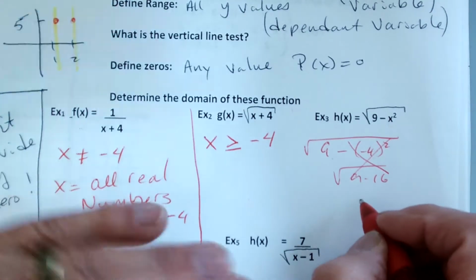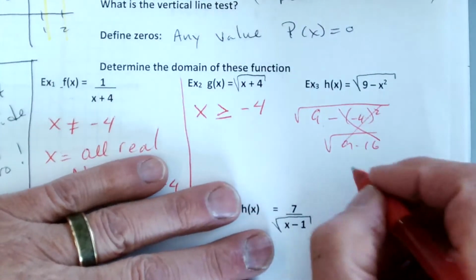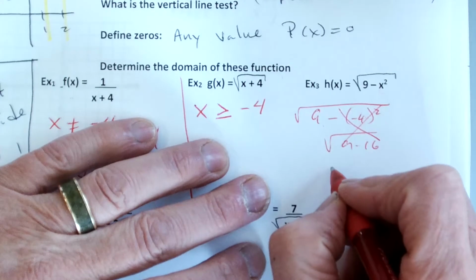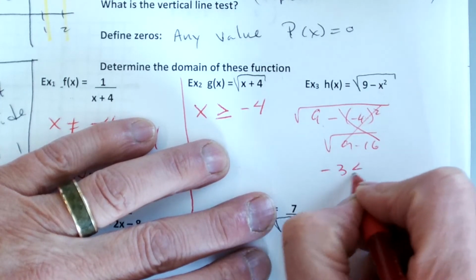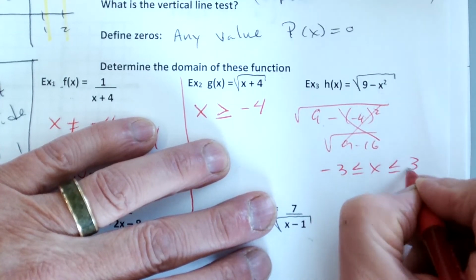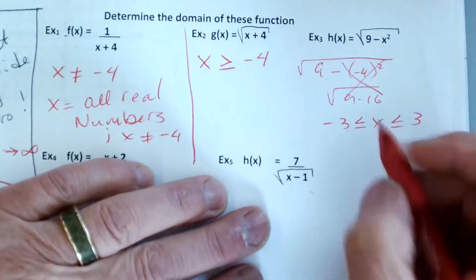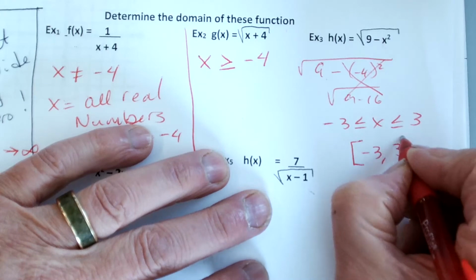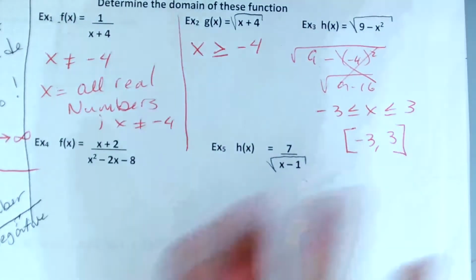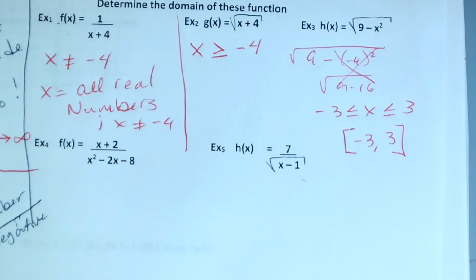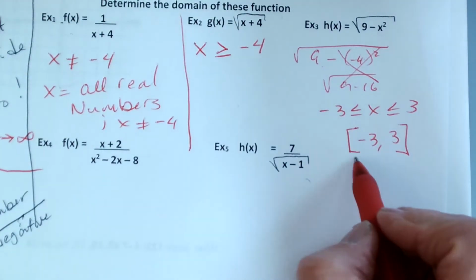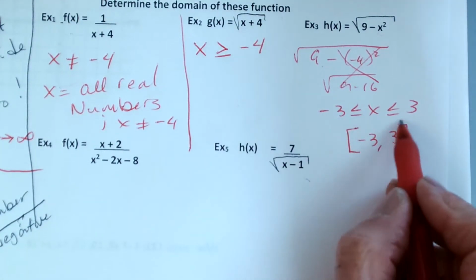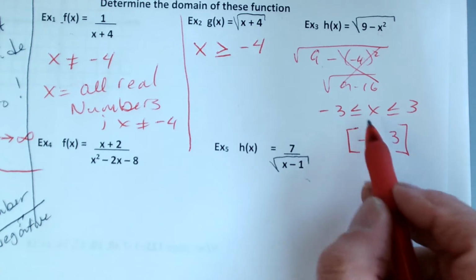So here's what I know. X is going to be in between. And I like interval notation. Two ways to write this. I can say negative 3 is less than or equal to x, which is less than or equal to 3. That's in set notation. Or a new way to write this, in interval notation. Okay, that's interval notation. I like interval notation. It's easier to write. So if you use a bracket in interval notation, it means equal, right? Parentheses is no equal, okay?